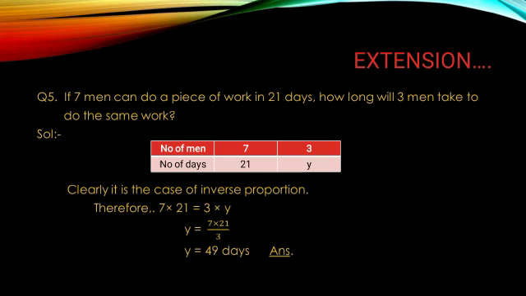So clearly it is the case of inverse proportion. Always you have to write down this first line. Then, if it is inverse proportion, the product of 7 and 21 should be equal to 3 and y. So according to that, we write 7 multiplied by 21 is equal to 3 multiplied by y, and further you can write y is equal to 7 multiplied by 21 divided by 3. You can see on the screen.